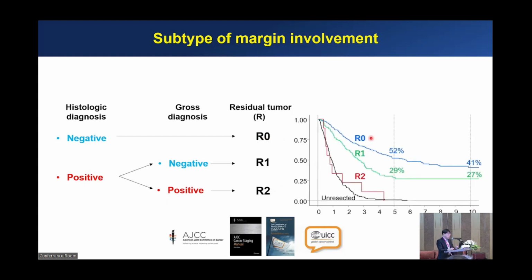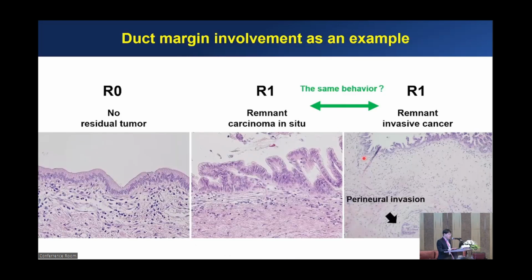With an increasing number of the R status, R0, R1, R2, the survival probability drastically decreased. Please note R2 resection is very poor. The survival is almost similar to unresected patients. So we need to avoid R2 resection. And we focus on the survival of R1 resection and the R1 type.